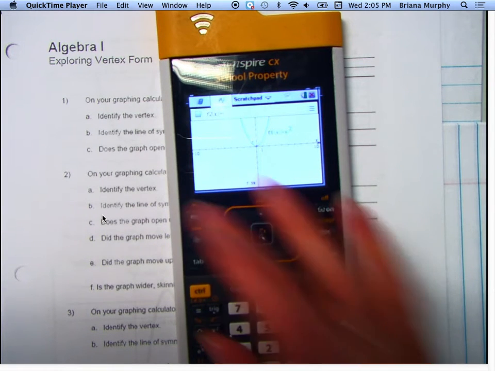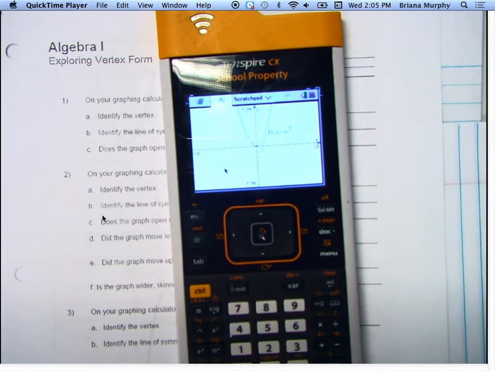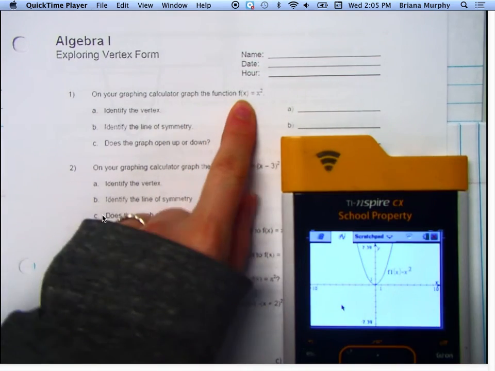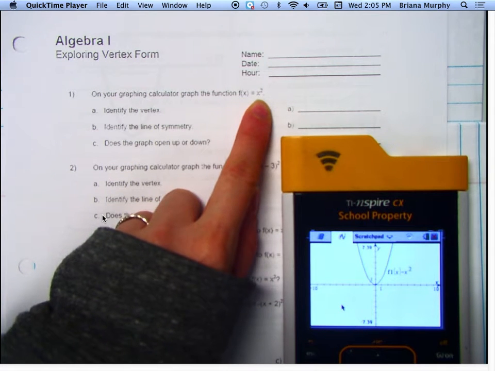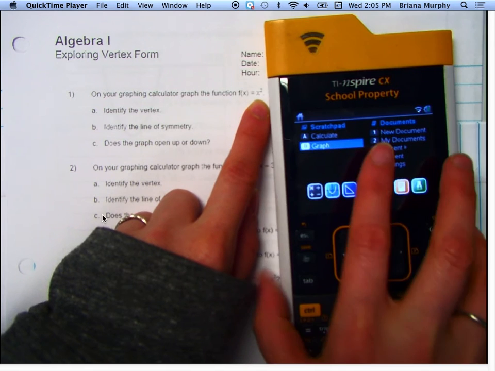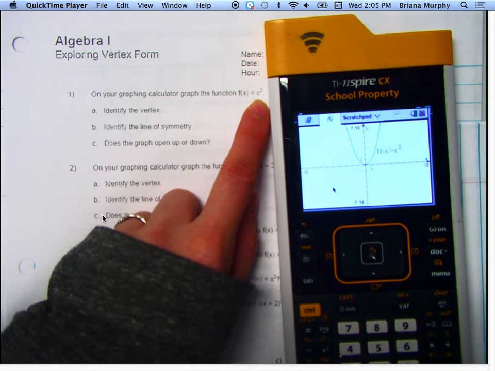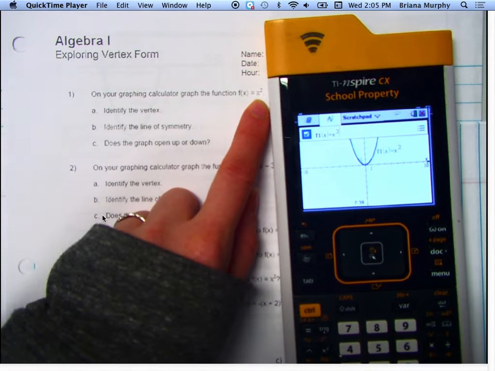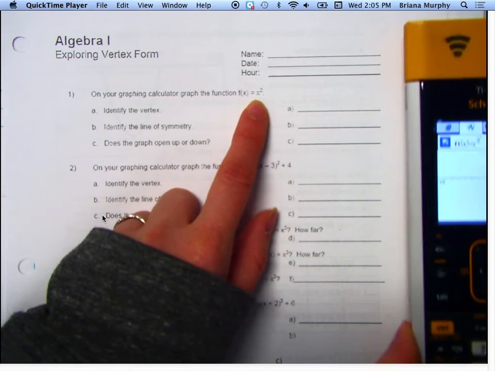I'm going to state this again, but this is on your paper in front of you. You're supposed to graph f of x equals x squared. If we're at the home screen, we hit B for graph. If nothing is coming up so you can't enter anything, double click with your cursor in the middle, and you're going to hit X, which is the white key at the very bottom of your calculator, and squared, which is right next to number 4.